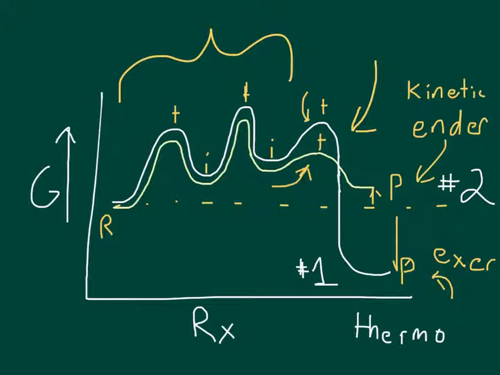Before we wrap up with the next slide, I wanted to bring up the Hammond postulate, which states that the closer 2 points on an energy diagram are in relation to each other, the more structurally similar they will be. So I'll propose a thought question. With reaction number 1, are the products or the reactants more similar to the transition state right here?